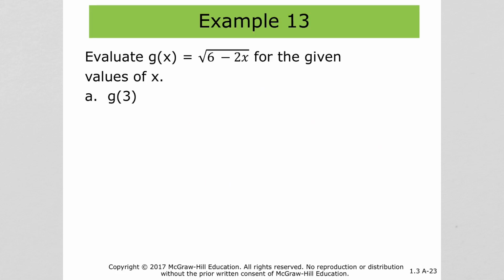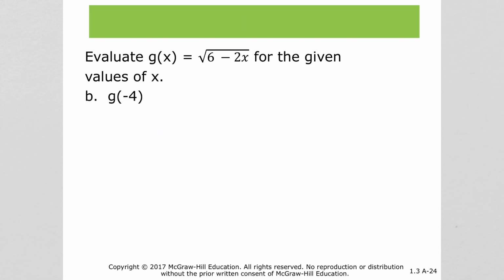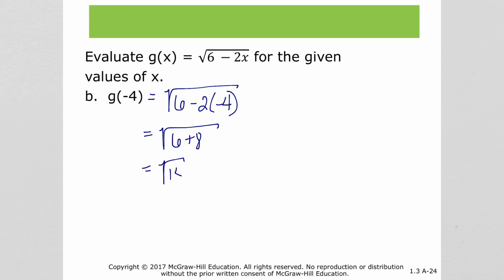This one we're using g of x and plugging in 3 everywhere we see an x. So this is the square root of 6 minus 6, which is just the square root of 0, which is 0. Here we've got the square root of 6 minus 2 times negative 4. So negative 2 times negative 4, that's positive 8. So we have the square root of 14, and you can't simplify that. So that's as far as we can go.